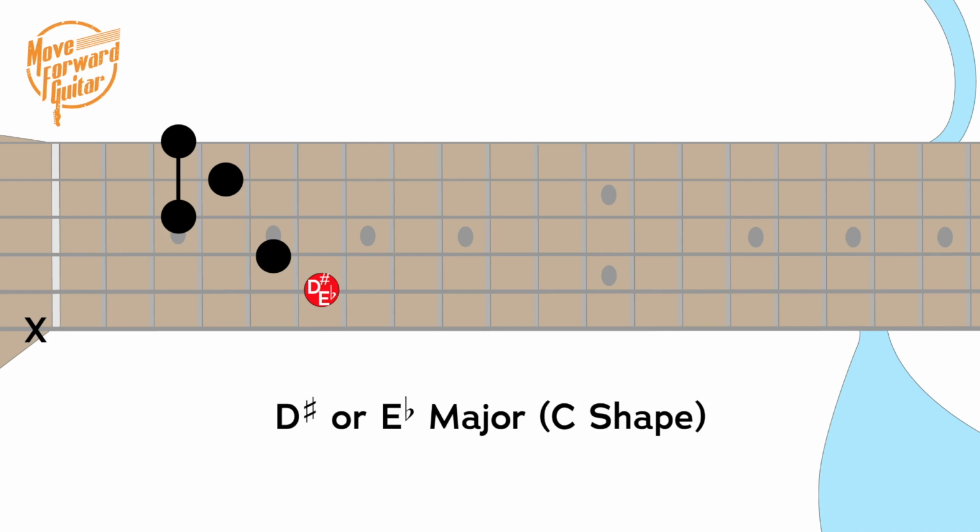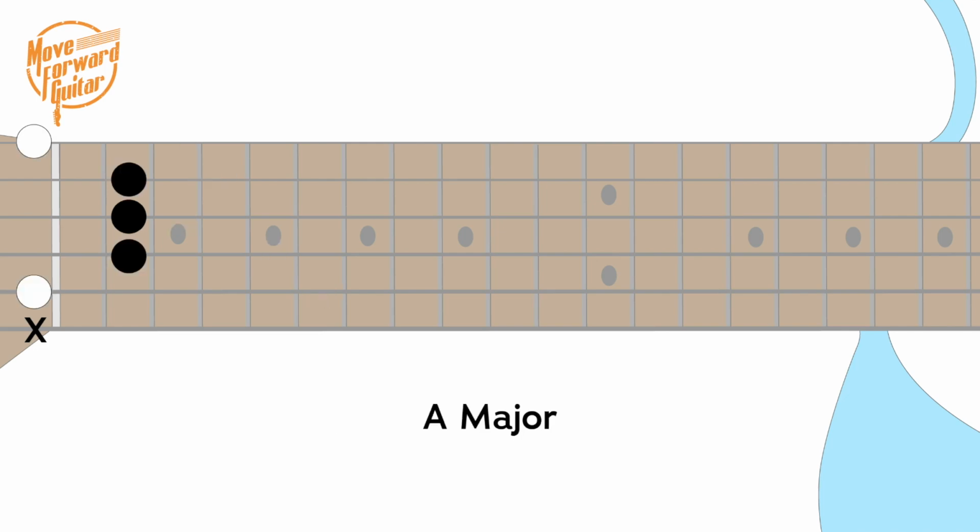So like I said, I can move this C shape chord anywhere up and down the fretboard, and whatever the root note is, that's the name of the chord I'm playing. And then we can do the same thing for all the other CAGED chords.